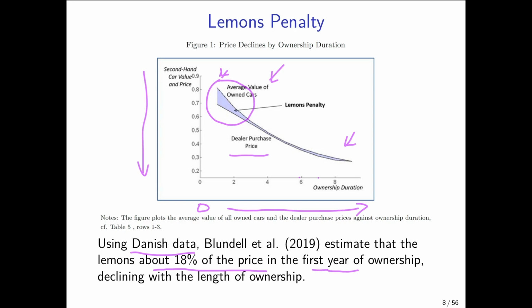So the drop in resale value reflects the lemon penalty, the information asymmetry inherent in the used car market when we have this adverse selection problem. And I think that gives really nice empirical support from the data, illustrating the issue of adverse selection in the used car market.